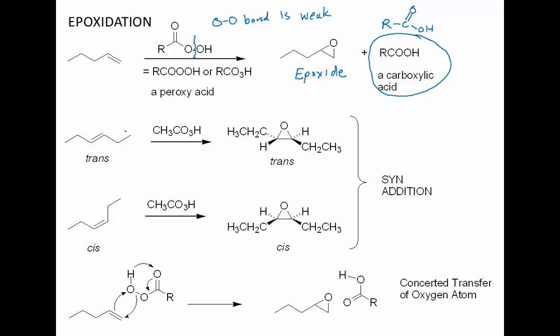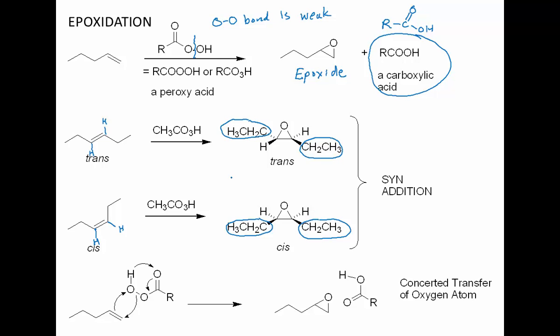But let's use acyclic alkenes. If we take the trans alkene, with hydrogens here, remember, are here also, and treat it with a peroxy acid, in this case peroxyacetic acid, we'll get the epoxide where the ethyl groups are in a trans relationship. And if we take the cis alkene, we get the product where the ethyl groups and the hydrogens also are in a cis relationship. This is another way of looking at something as being a syn addition.